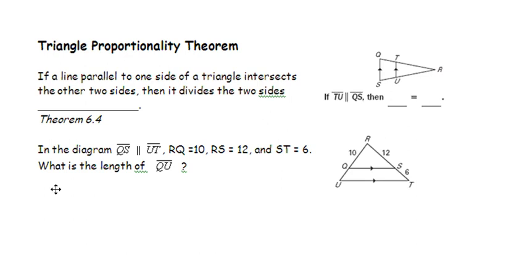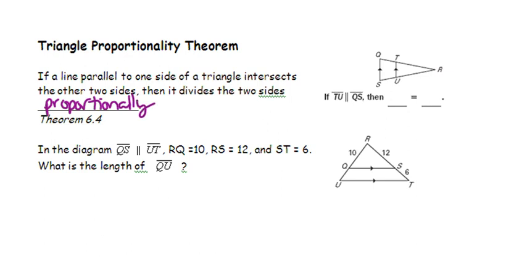Welcome to Notes 6.6. Today we're going to be talking about triangles, their segments, and the proportions that result from them. So we're going to start by talking about the triangle proportionality theorem, and it simply states that if a line is parallel to one side of a triangle and it intersects the other two sides, then it divides the two sides proportionally.